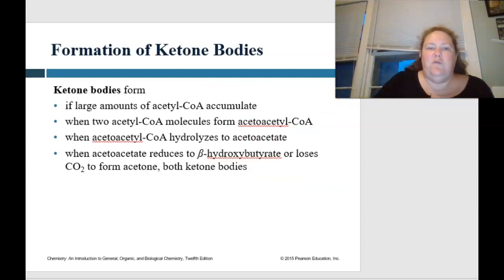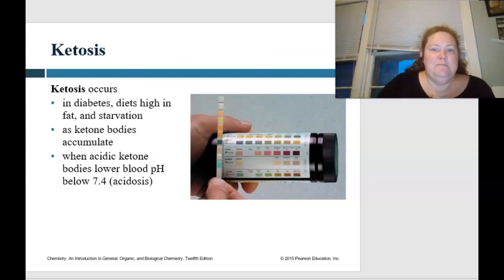So ketone bodies form if large amounts of acetyl-CoA accumulate, or when 2 acetyl-CoA molecules form acetoacetyl-CoA, or when acetoacetyl-CoA hydrolyzes to acetoacetate, or when acetoacetate is reduced to beta-hydroxybutyrate or loses the CO2 to form acetone, and these are all ketone bodies. So what is ketosis?